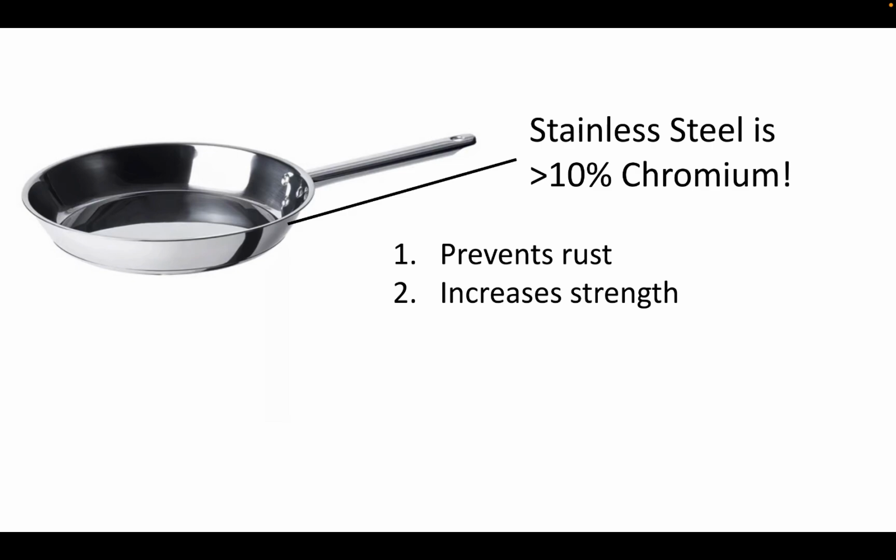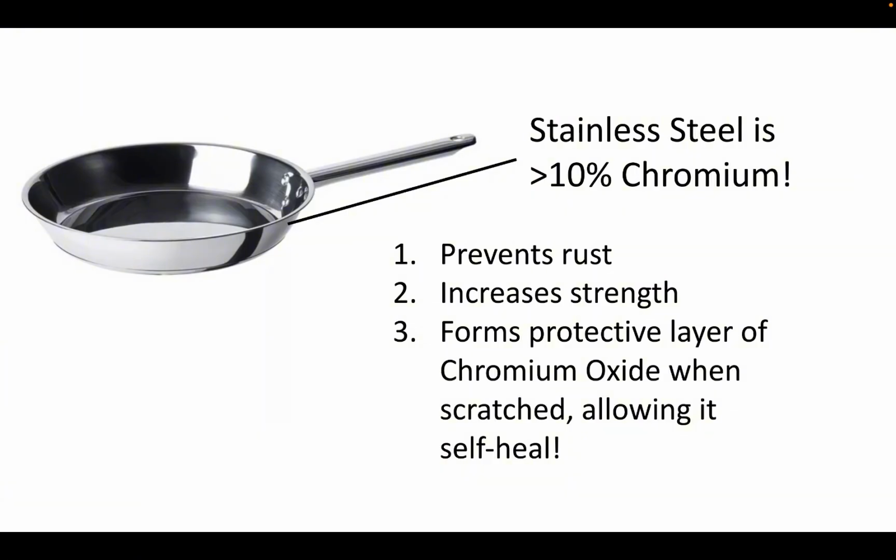2, it increases the strength. Chromium by itself is a very strong metal and helps with the steel. And number 3, let's say you scratch it. Have you ever noticed that when you scratch stainless steel, it actually gets stronger? Because chromium actually forms a protective layer of, as I said before, chromium oxide, allowing pans to self-heal.